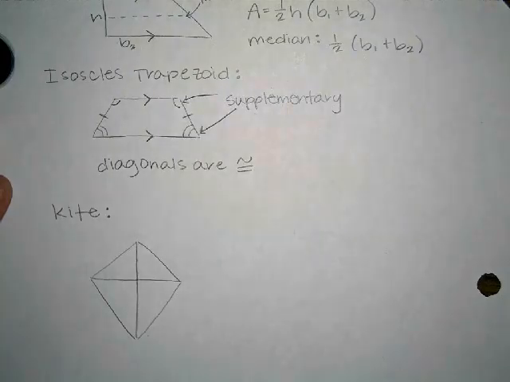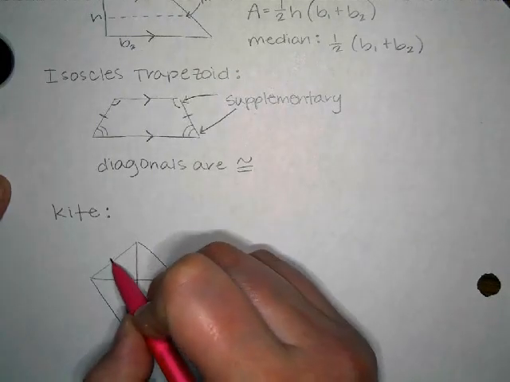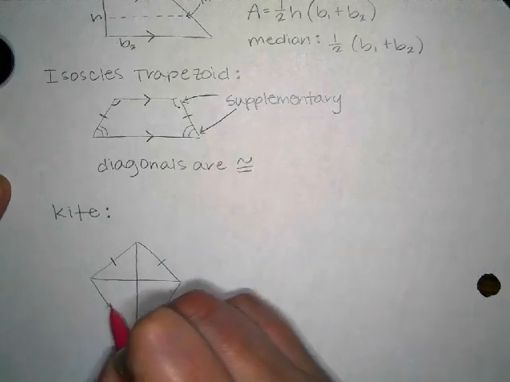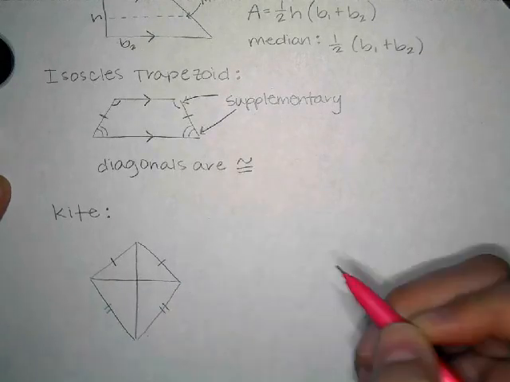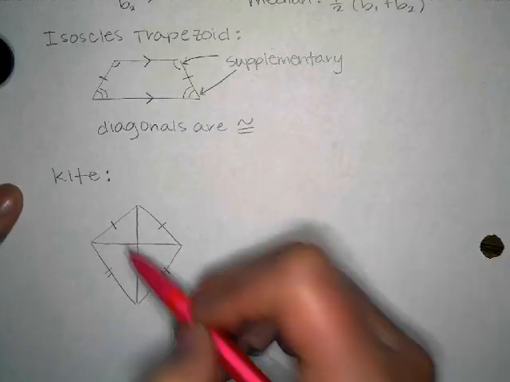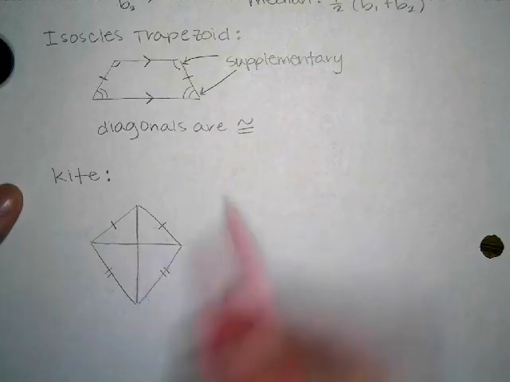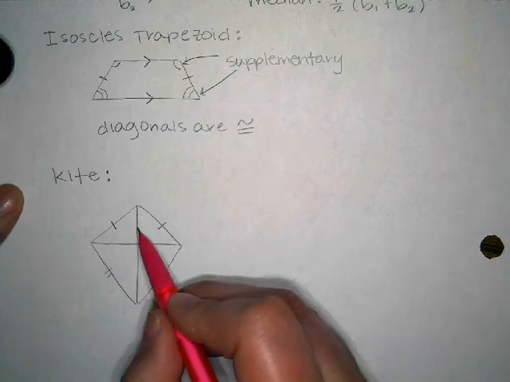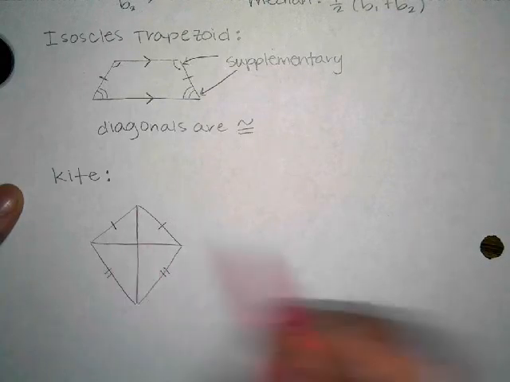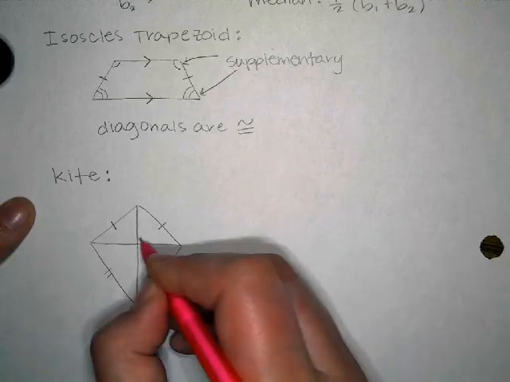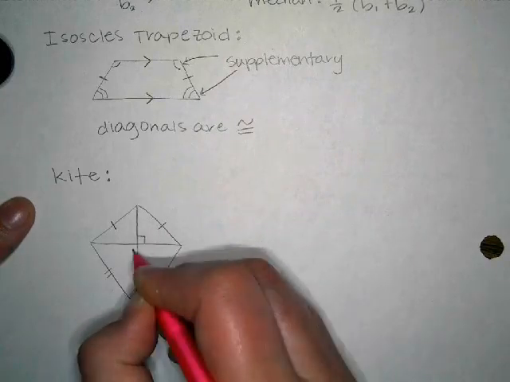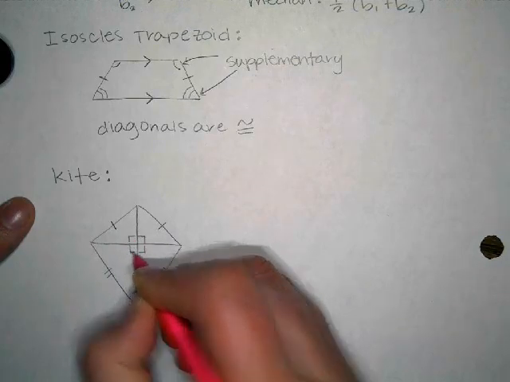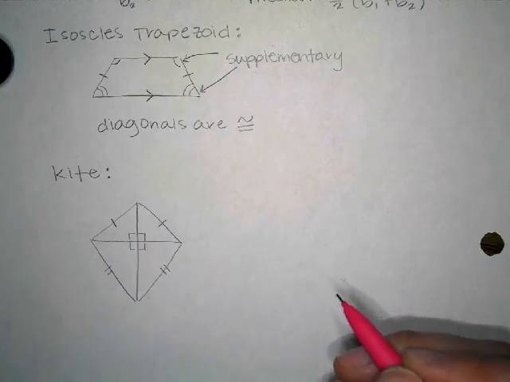So these two sides are the same length, and these two sides are the same length. These two lines are considered to be the diagonals. You can write a note to yourself if you need to that these two lines are the diagonals. And the diagonals do come together at 90-degree angles. So I'm drawing this in the middle. I'm not saying there's a box in the middle. I'm saying that each of these is a 90-degree angle.